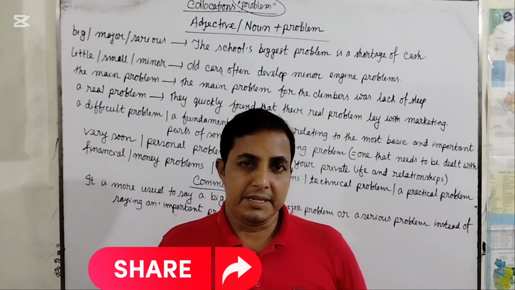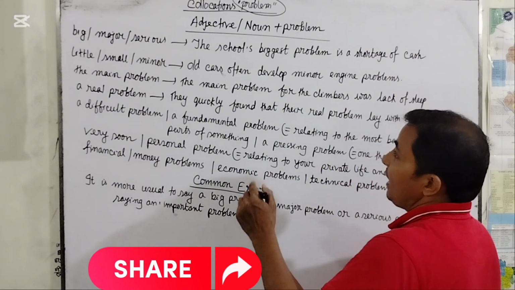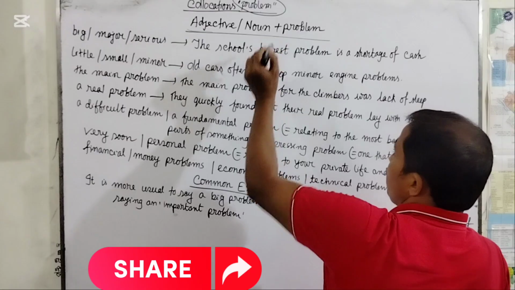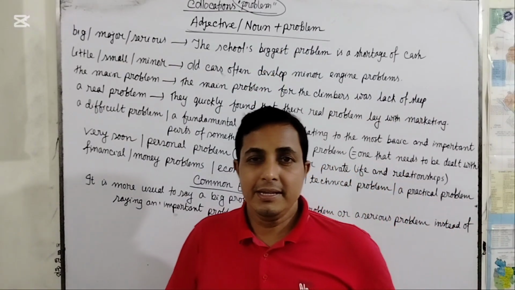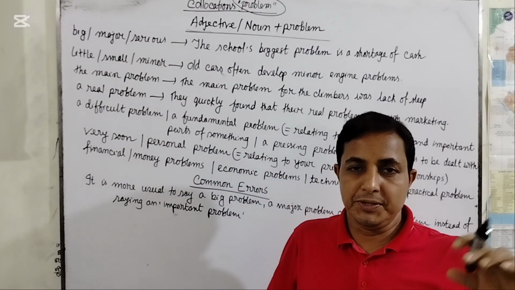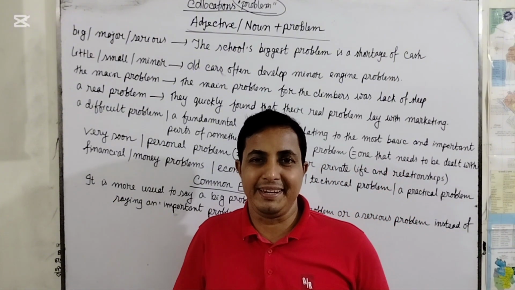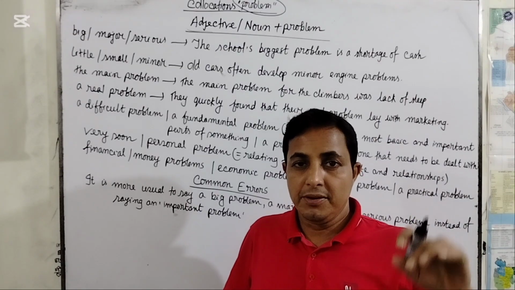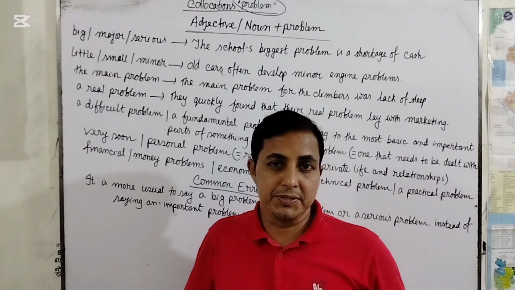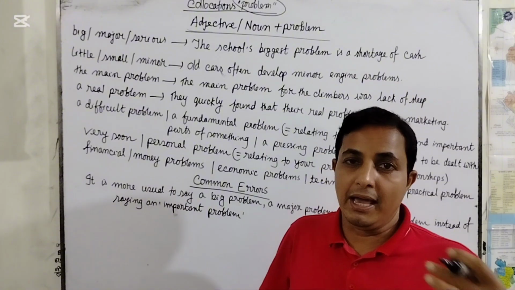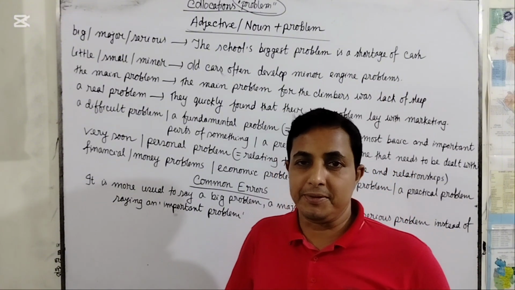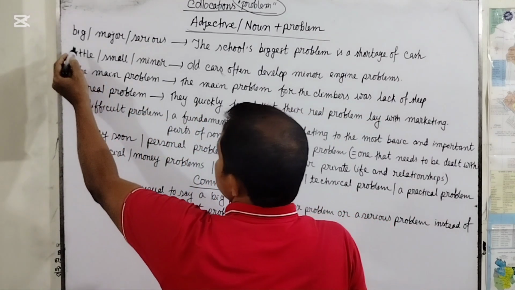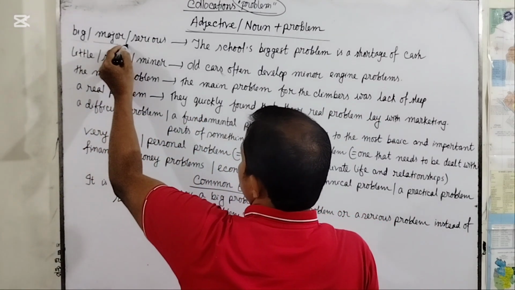Dear learners, now I am going to explain how to use adjective or noun plus problem as a collocation. That is very useful for your personal life if you want to speak in English every day. So collocation is very important for you. So try to learn, try to achieve your goal and try to develop your skill. Mind it.